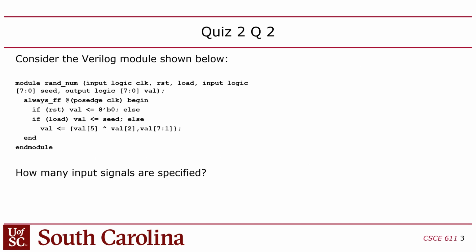Okay, question 2 gives you a module and asks how many input signals are specified. This is also a very easy question. You just have to count. There's 1, 2, 3, 4, 5. There's just counting how many inputs. Oh, those are inputs and outputs. Sorry, Val is actually an output, so there would be one less than that, right? So 1, 2, 3, 4. Yeah, thank you. Not as easy as I thought, I guess.